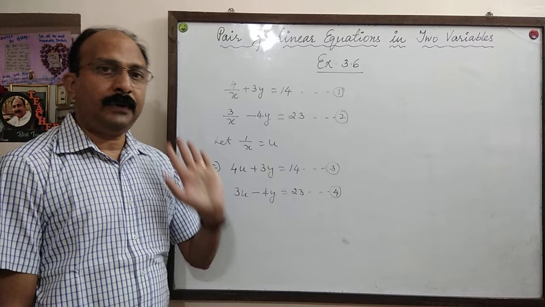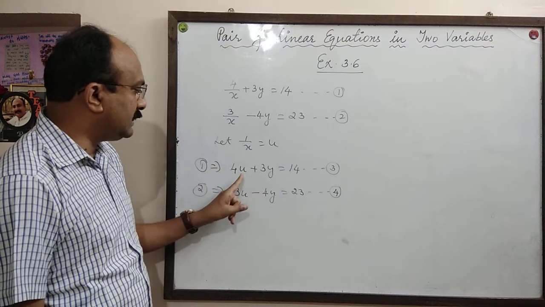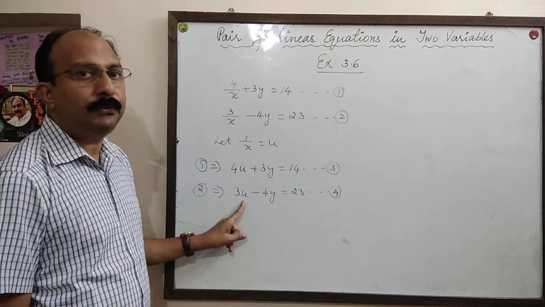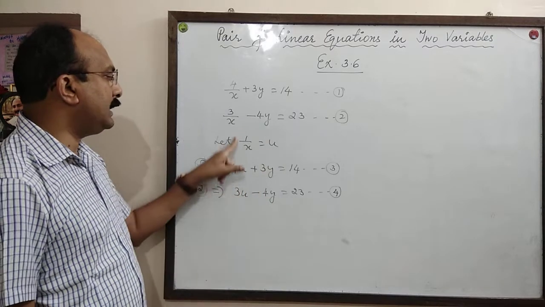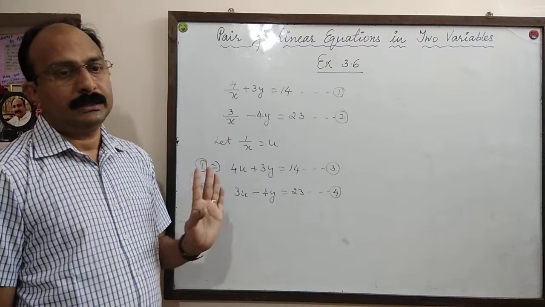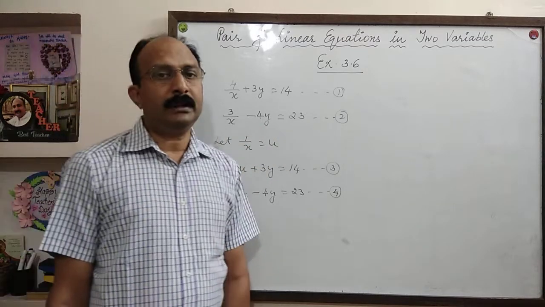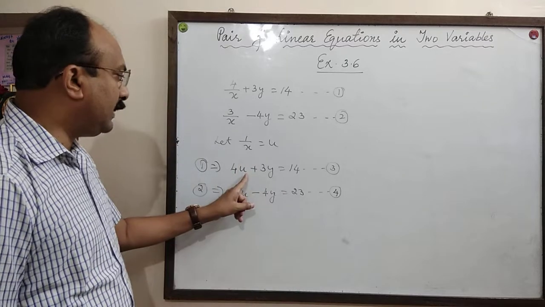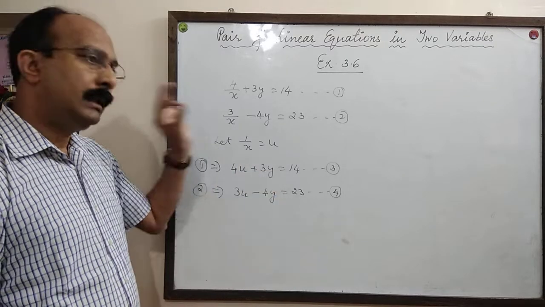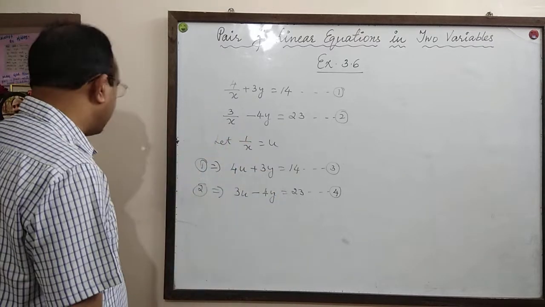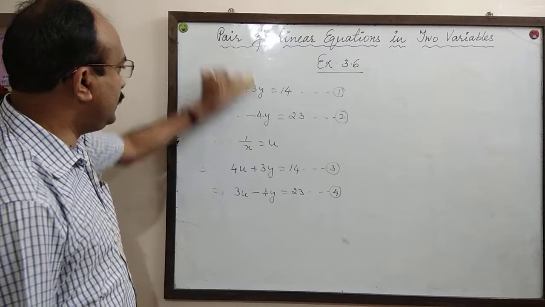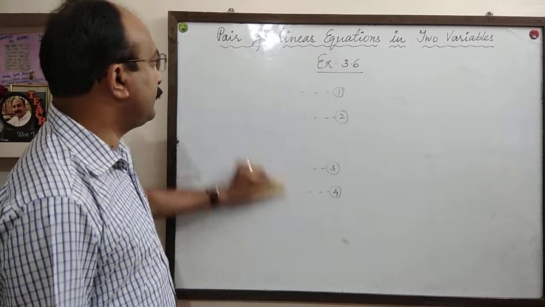Y is your final answer. The only thing is that after getting the value of u, you have to come back and change it into x. So it's a very easy question. From here you can solve it further by elimination method. Get the value of u and y and change u into x. So this is easy. Please do it by yourself.